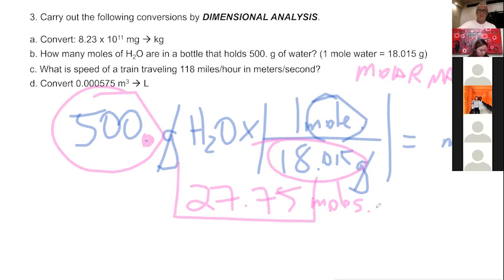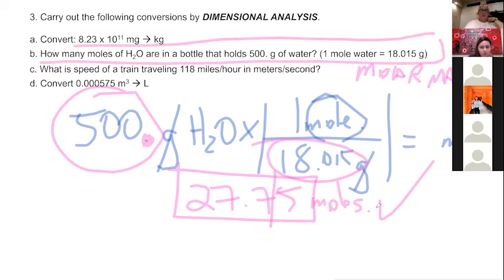So here's our final answer. There's our 3 digits. And you rounded it to 27.8, right? Yes. That is correct. Well done. So we will deal with moles pretty much every class for the rest of the term.